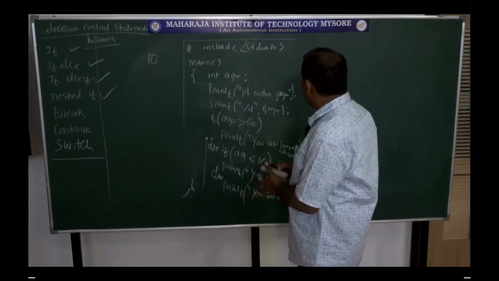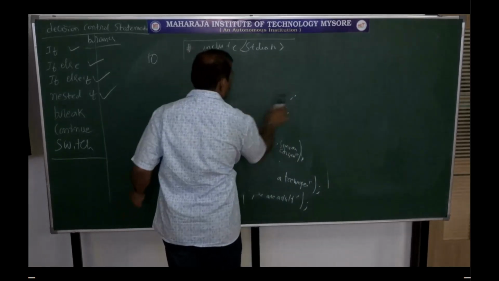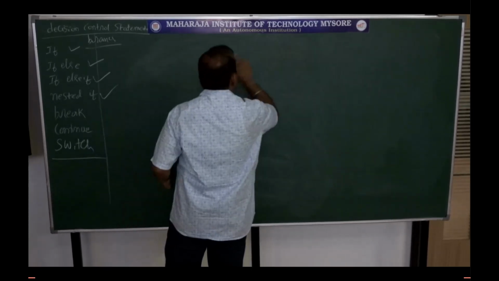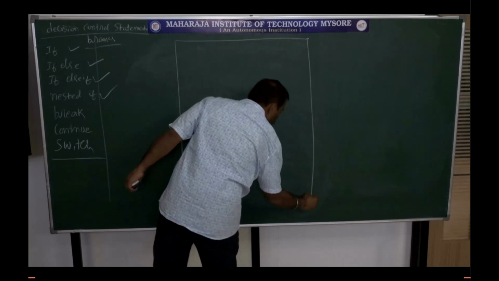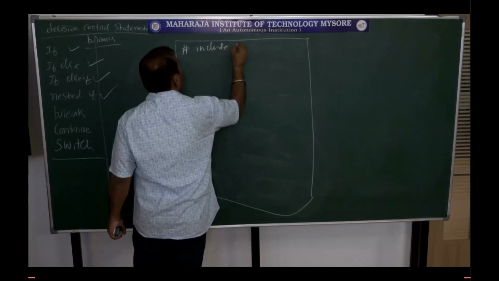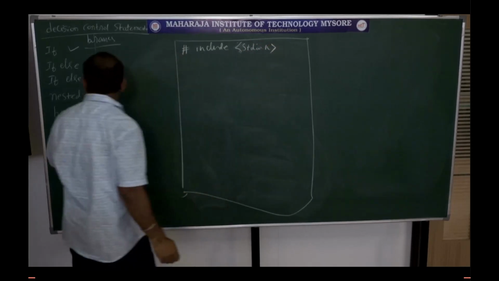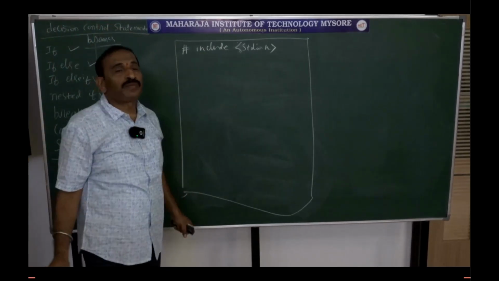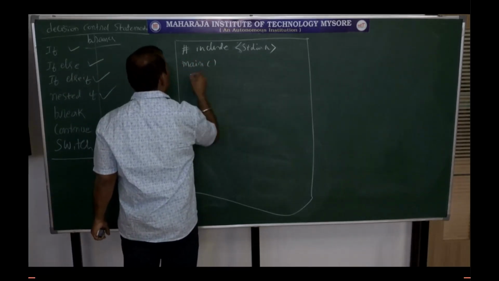What is this nested if? Nested if itself says you have an if statement well within an if statement. So that is called this nested if. Okay, we will see with the same example of age.